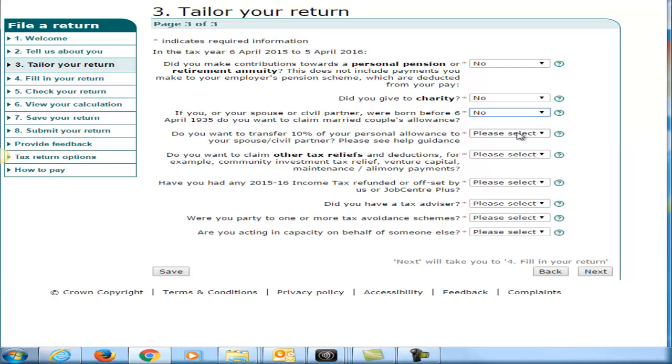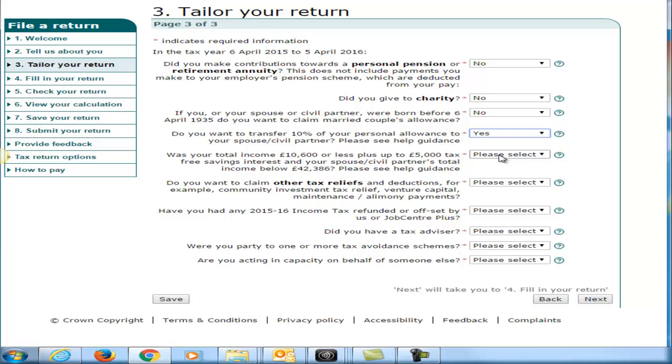Now this is dealt with, you are transferring it to your spouse. So if you put in yes here, it then asks, was your income less than the amount and your spouse's less than the other amount? And you can put in yes for that. That'll then open up a completely separate page when you come into your tax return proper, that you'll be able to put in your spouse's name and their national insurance number. I'm going to set these to no.